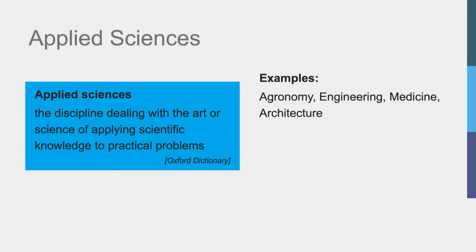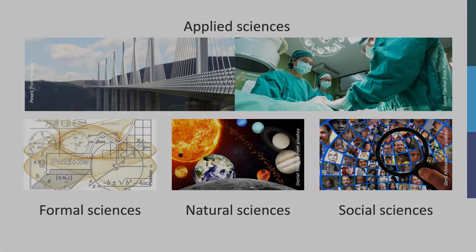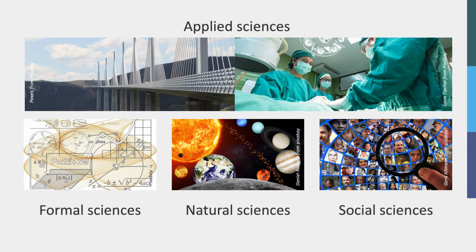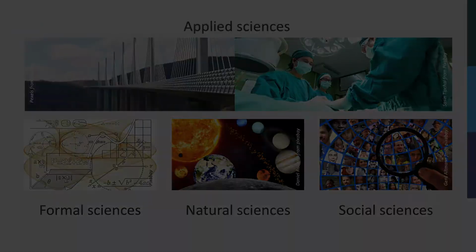The final field of science is that of applied sciences, such as medicine. This field of study deals with the art or science of applying scientific knowledge to practical problems. In this field you will also find engineering, agronomy and architecture. These fields do, to a certain extent, depend on each other. Outcomes of the formal sciences, such as mathematical theorems, are used in the other 3 sciences. Applied science even makes use of all 3 other fields.